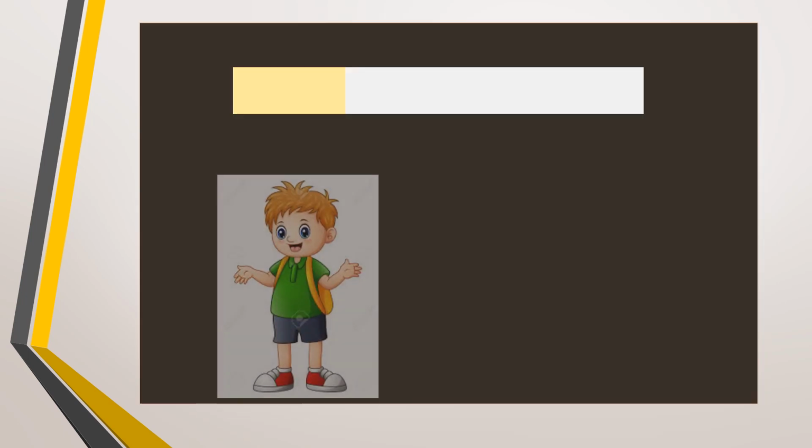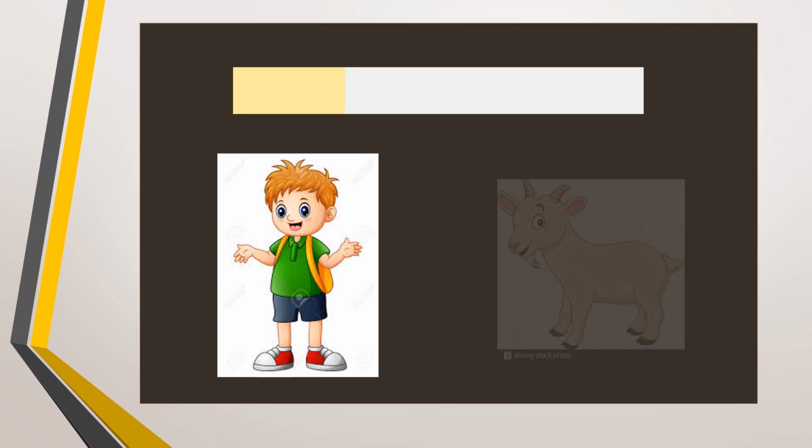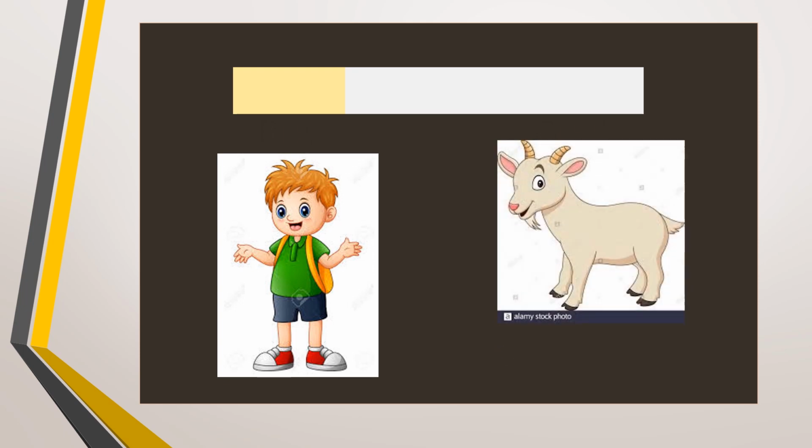Picture of a boy and goat. Let's see the spellings. B-O-Y, boy. So which is a vowel here? O. And goat, G-O-A-T. So what is the vowel here? O and A.